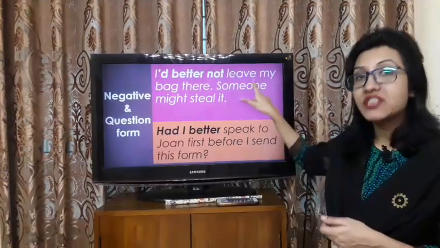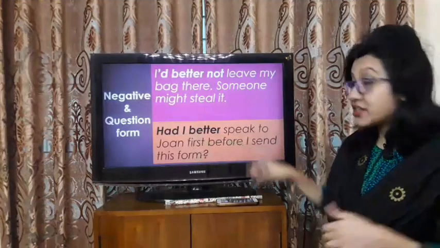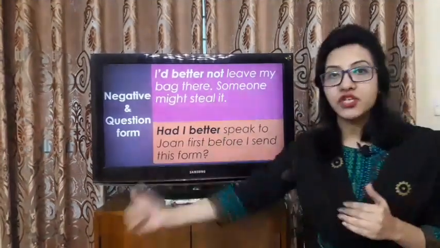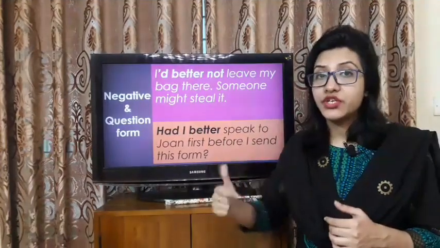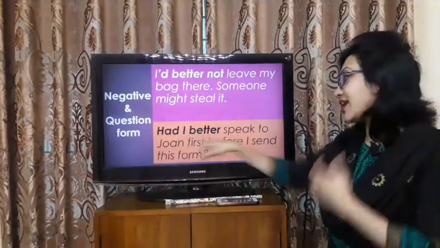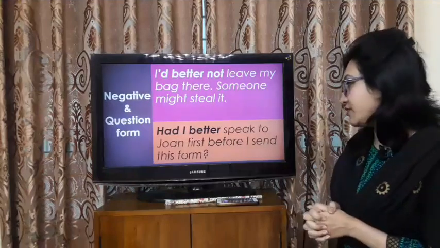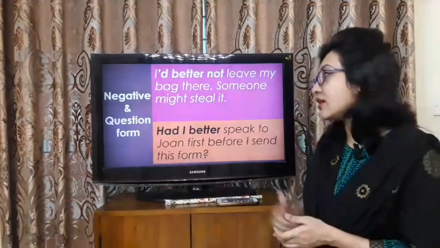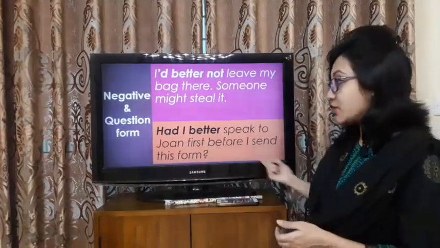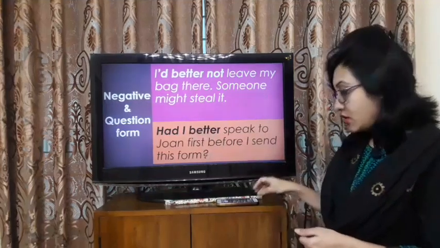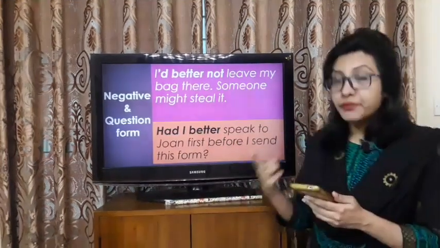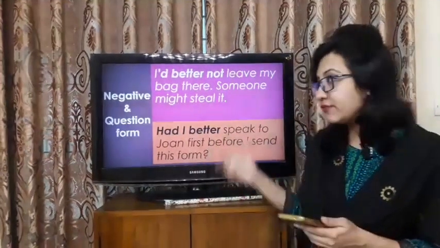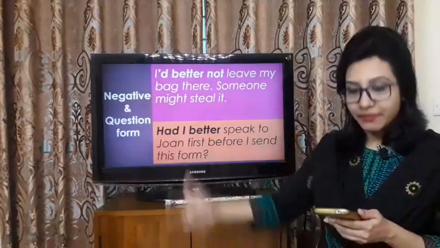It must be in present. Had I better, if I use it in question, যদি প্রশ্ন করার ক্ষেত্রে ইউজ করি, hadটা জাস্ট আমরা সামনে নিয়ে যাচ্ছি, since that is the verb, সেটাকে আমরা সামনে ইউজ করব, then the subject. Had I better speak to John first before I send this form? এই ফর্মটা পাঠানোর আগে আমার কি জনের সাথে কথা বলা উচিত না? So had I better, had then the subject, then better. So if it is in affirmative, had better plus v1. If it is in negative, had better not plus v1. If it is in interrogative, had, subject, better, then the verb.